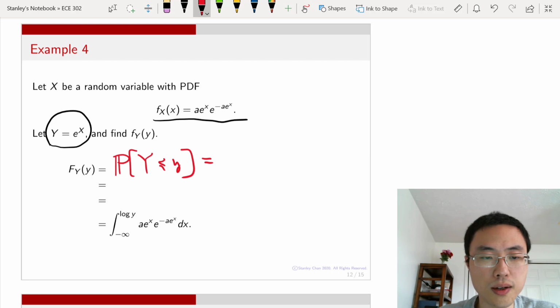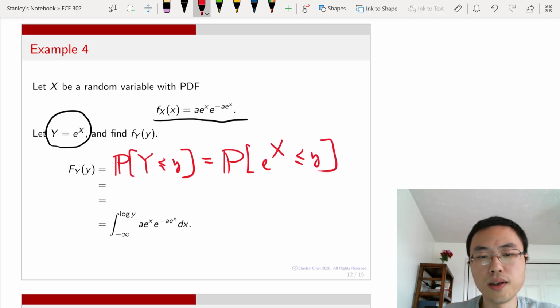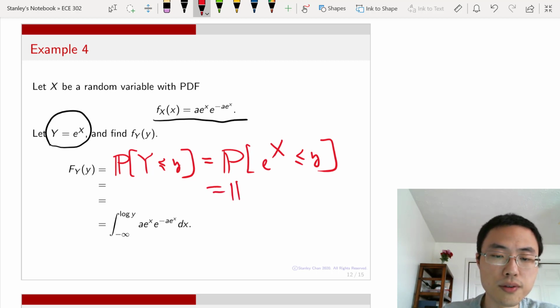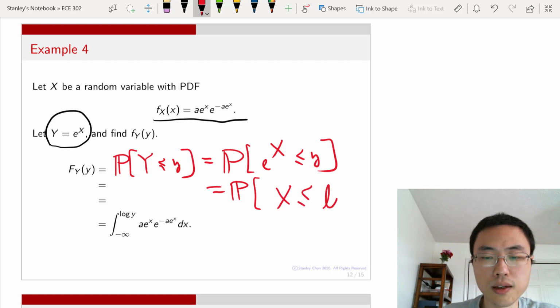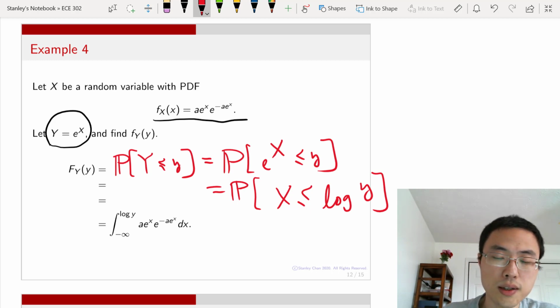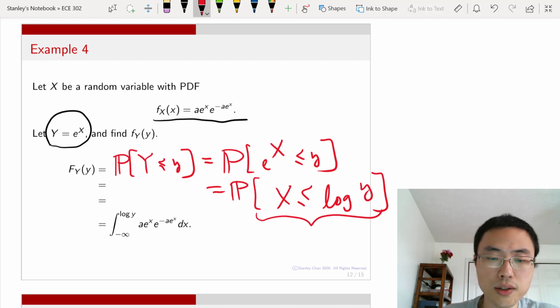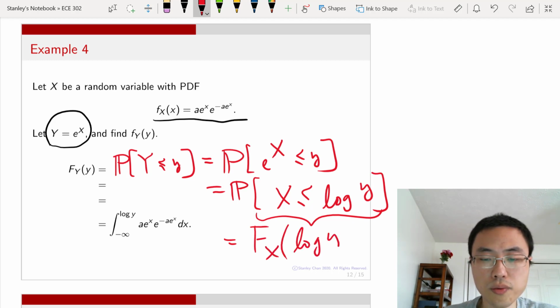Also, according to our definition of the problem, it will be the probability of e^X less than y. Now, this e to the power X is an increasing function. So an increasing function means that you have X less than log of y. So that will work. Okay, and then what? Well, this is just the CDF of X evaluated at log y. So that would just be F_X evaluated at log y.